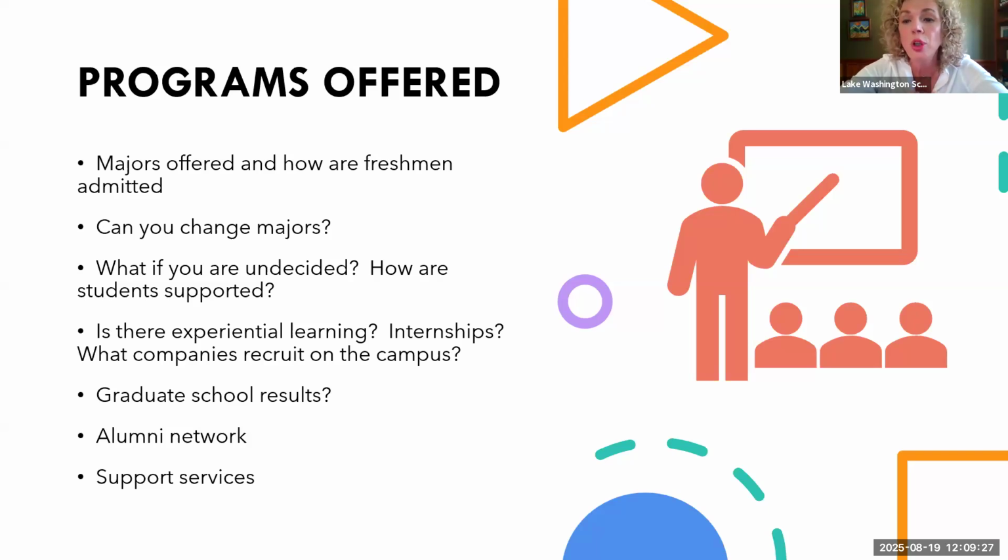What about if you are undecided? Again, I personally don't like to put all this pressure on a 17 or 18-year-old to have their whole life figured out and to know exactly what they want to major in. So, one, does the school allow students to be undecided? And if so, how will you be supported? Because again, going back to the graduation rates, I would still want you to be able to graduate in 4 years, even though you don't know what you want to do at the beginning. And so again, how will that school support you?